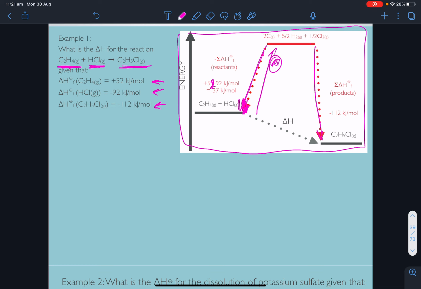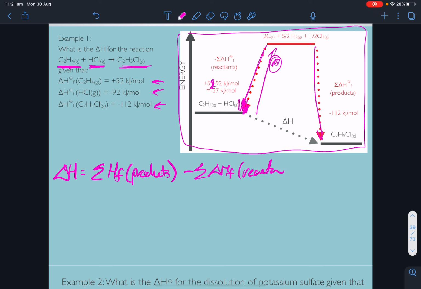So you can do it that way, and you can see the difference between the two. But let's do it this way. The enthalpy of the reaction is going to equal the sum of the heat of formation of the products minus the sum of the heat of formation of the reactants. So it's going to be, what of our products is going to be the heat of formation.